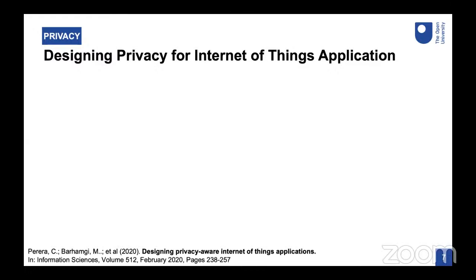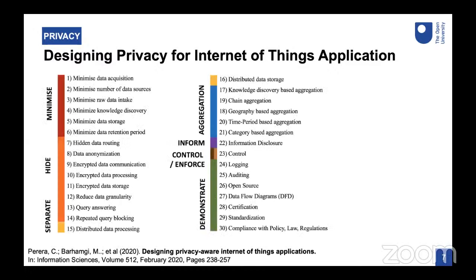And prior research that has looked at this came up with a set of high-level strategies, which are shown on the side here. So you have minimization, hiding, separation, aggregation, and so on. So it's shown vertically on this slide. And what we did was to look at how each of those high-level strategies might map to the particular design features of an Internet of Things application.